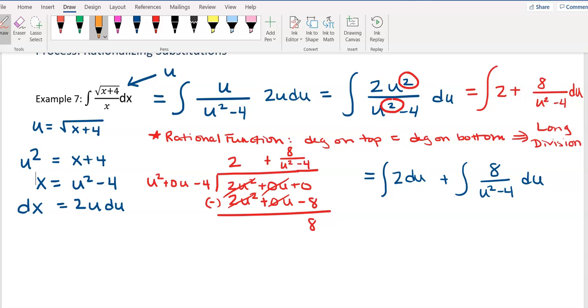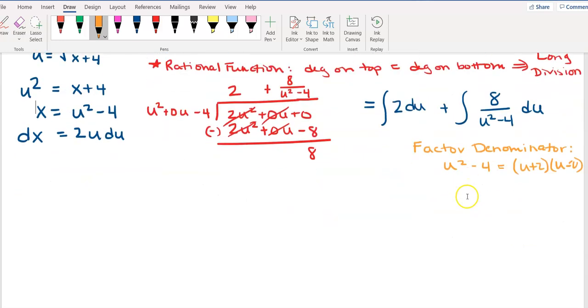So we need to factor the denominator. Again, that's kind of our first step there. So u squared minus 4 is equal to u plus 2 and u minus 2. Okay, so we have factored, and now we need to make this integral here, this 8 over u squared minus 4, into partial fractions.